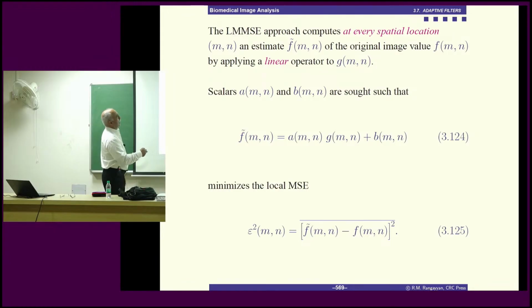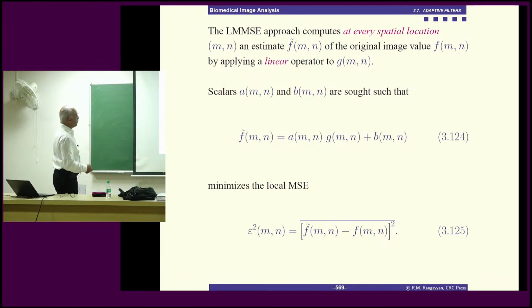So not ax, or not ax plus y, I should say, ax plus b or something. So a is a coefficient, b is a coefficient. It's a bias at every pixel. This is just a multiplier, a weight factor, to minimize the local MSE, f tilde mn minus fmn squared, and this bar says average in some way. It's not the expectation operator, it is some averaging somehow. And we will see that at the end.